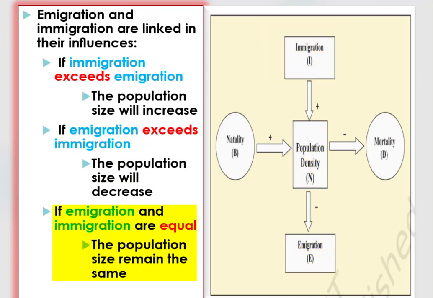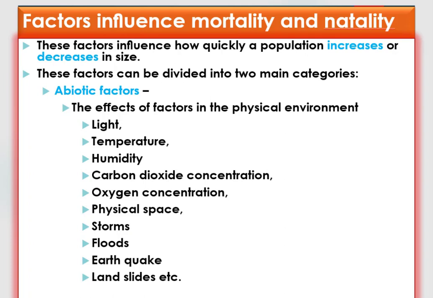As you can see from the diagram, natality or birth rate and immigration always add certain members to the population. In contrast, mortality rate or death rate and emigration always decrease or reduce certain members from population density. Factors influence mortality and natality. These factors influence how quickly a population increases or decreases in size.